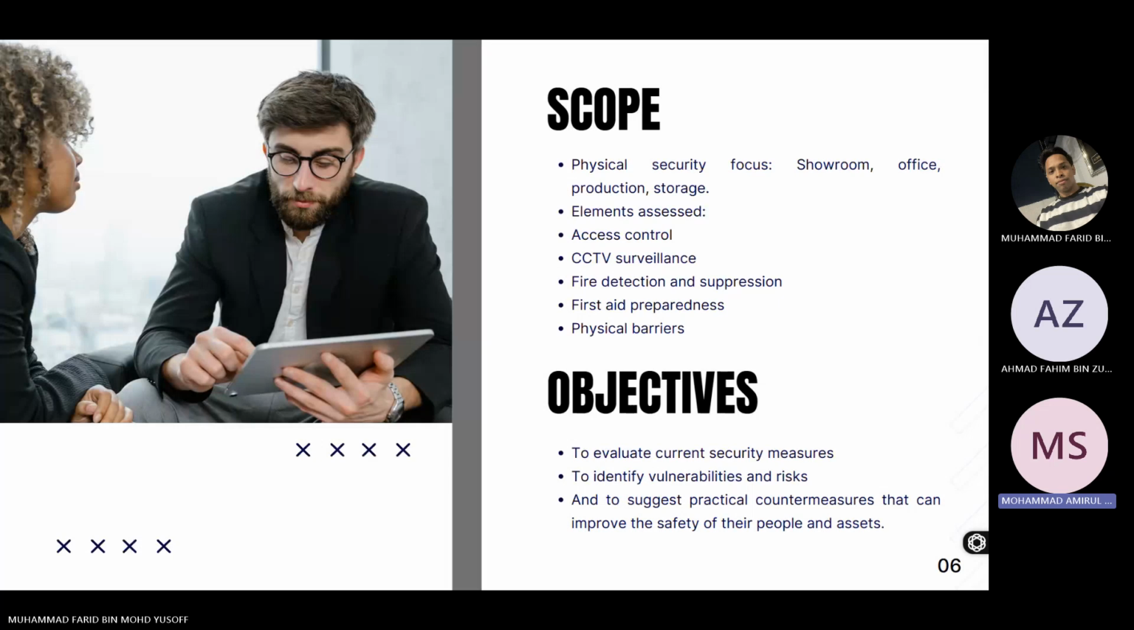So the scope we see for the physical security is the showroom, office, and production and storage. The elements assessed in this company are access control, CCTV surveillance, fire detection and suppression, first aid preparedness, and physical barrier. The objective is to evaluate current security measures, to identify vulnerability and risk, and to suggest practical countermeasures that can improve the safety of their people and assets.